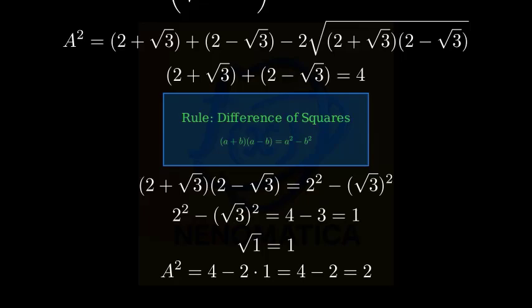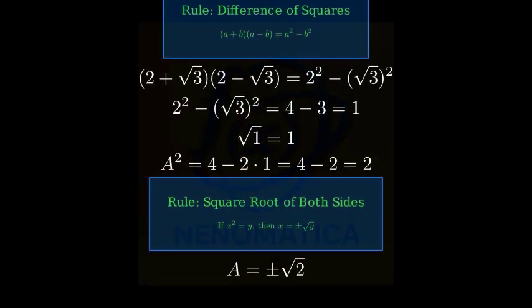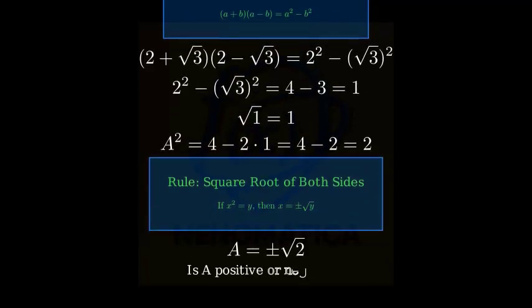Now that we have a squared equals 2, we need to find a. Taking the square root of both sides, we get a equals plus or minus the square root of 2. However, we need to remember that in our original expression, we're dealing with real values. Since in the original expression, a is the difference of two real values, a can be positive or negative. To determine whether a is positive or negative, we could substitute our answer back into the original expression.